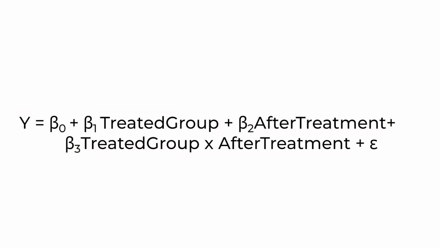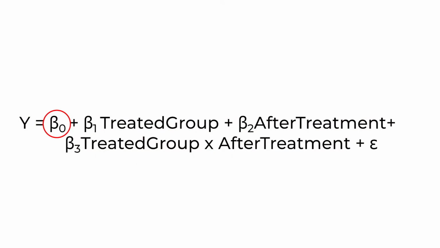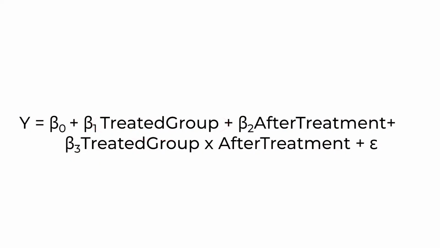You notice we have 4 coefficients here, beta 0, beta 1, beta 2, and beta 3. These correspond to our 4 means that we were looking at. If I set treated group to 0 and after treatment to 0, that means that we are the untreated group before, which means that our beta 0 is our estimate of the average outcome in the untreated group before. That is our non-California states before the treatment went into place. What if I change treated group from 0 to 1? Well, now we are looking at the difference between the untreated group and the treated group. So the average outcome for the treated group before the treatment goes into effect is beta 0 plus beta 1, which means beta 1 is the difference between the untreated and treated groups before.